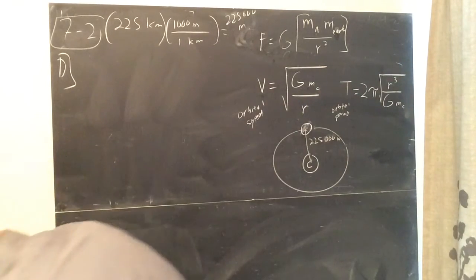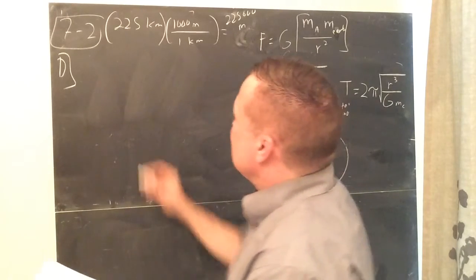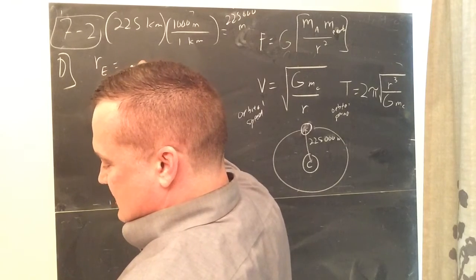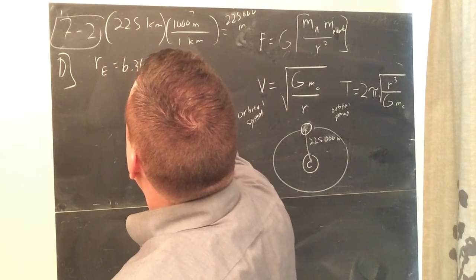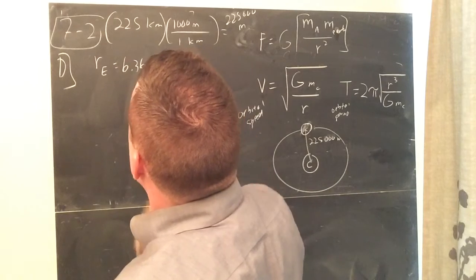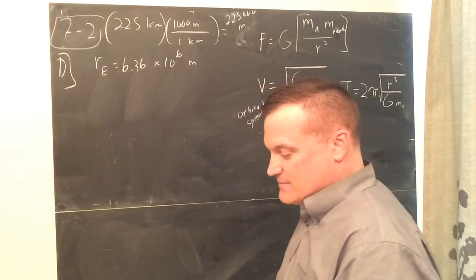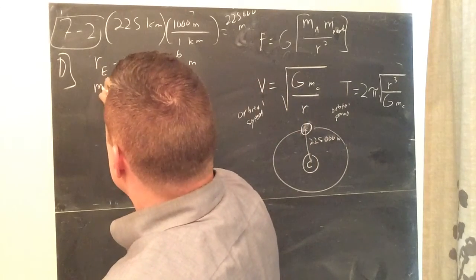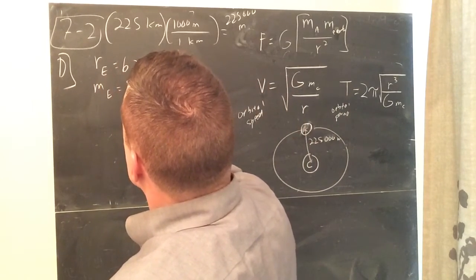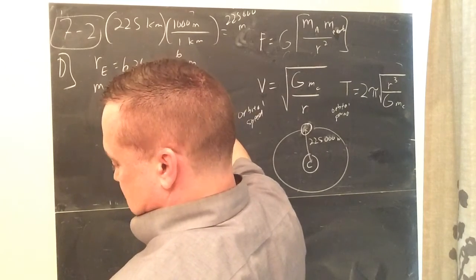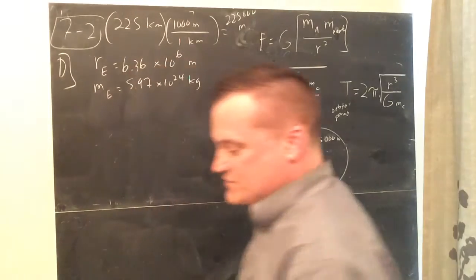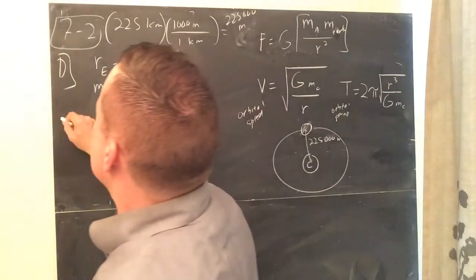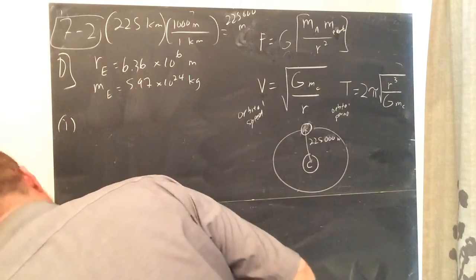Okay? Now it says the radius of the Earth is 6.36 times 10 to the 6 meters. I guess it's a little bit different than what we had before. And then it says the mass of the Earth is 5.97 times 10 to the 24th kilograms. So the first question is, number one, calculate the orbital speed of the satellite. So this is pretty easy. It's just that the questions look yucky, but they're pretty easy to do.